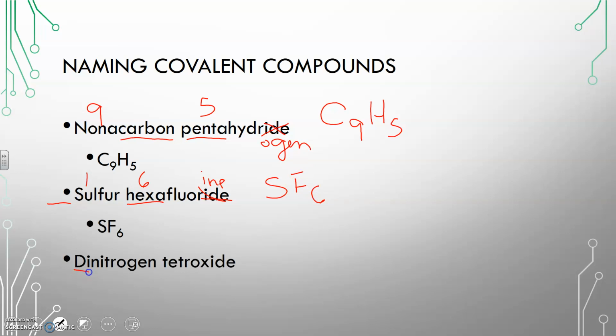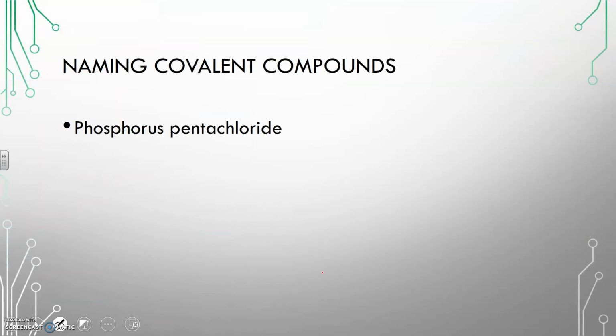Dinitrogen tetraoxide. All right, so this means we've got 2 nitrogens. Tetra, or tetraoxide, means that we have 4. So dinitrogen tetraoxide is N2O4. All right, phosphorus pentachloride. So again, we do not have a prefix, so this means you just have 1 phosphorus, and then penta means 5. So PCl5.